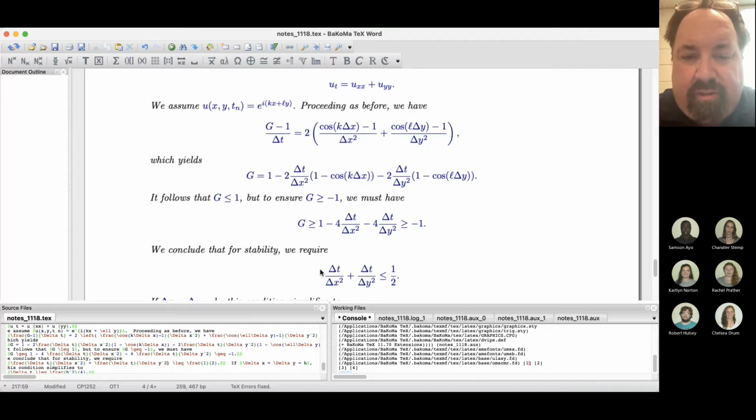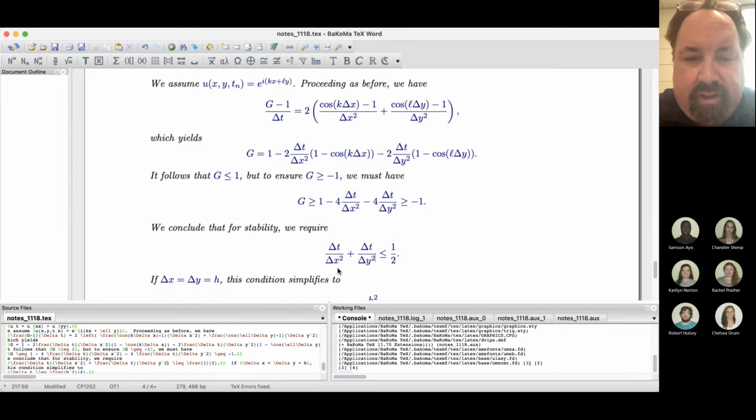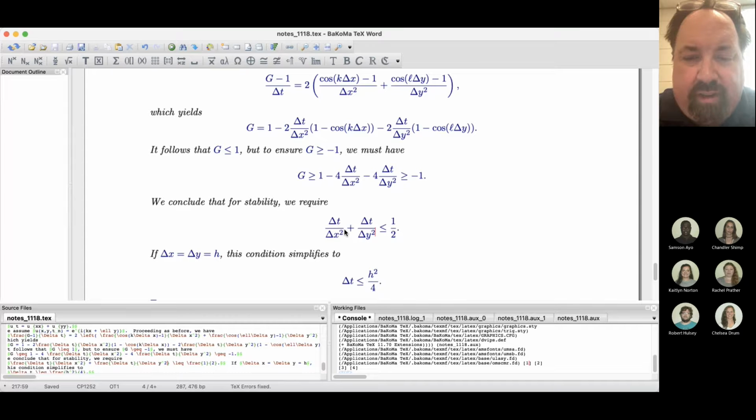So this is very similar to the stability condition for the heat equation. Like in one dimension, we had this less than or equal to 1/2, but now we have this term to contend with also. So we make a simplification that if you're going to have square grid cells, so delta x equals delta y is equal to some common spacing h, then we have this condition on delta t. So delta t is proportional to the grid spacing squared, which again is a very unfortunate time-step restriction. So this is not a practical scheme to use.